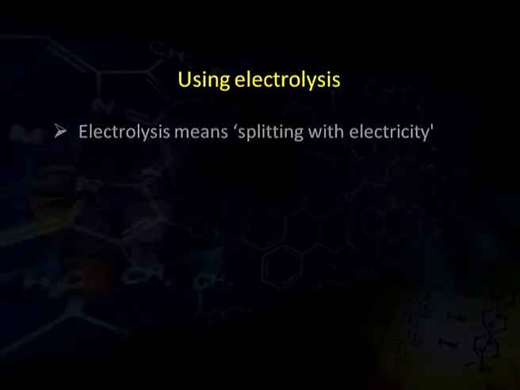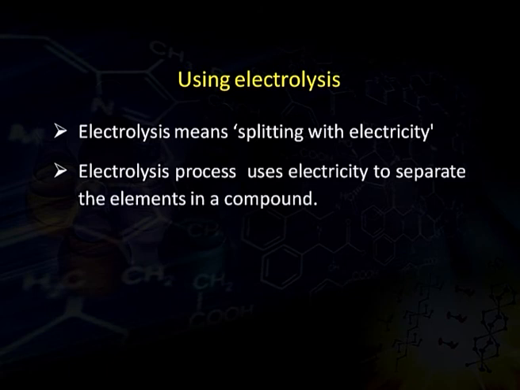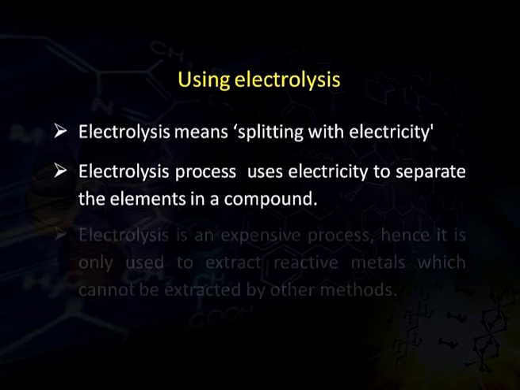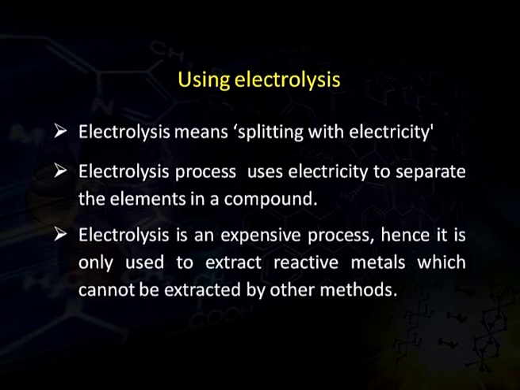Another way of extraction is using electrolysis. It is again based on reactivity. Electrolysis means splitting with electricity. The electrolysis process uses electricity to separate the elements in a compound. Electrolysis is an expensive process, hence it is only used to extract reactive metals which cannot be extracted by any other method.